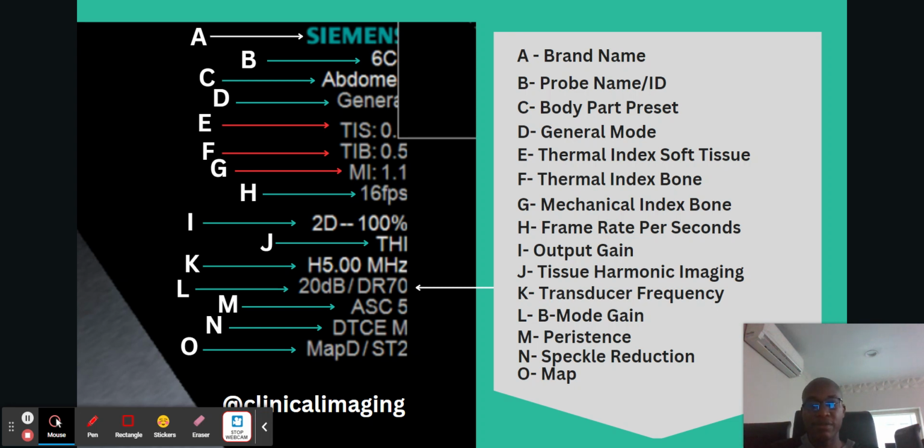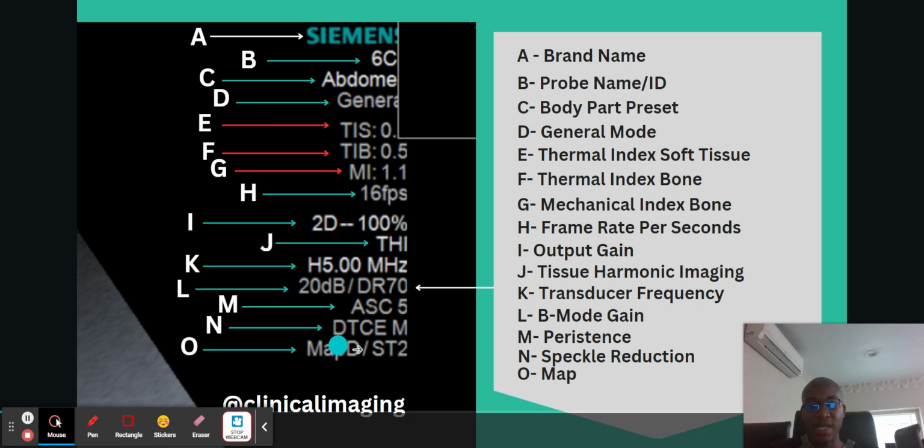If you are using persistence, it's going to average a lot of frames for you, and this will affect some other factors too, especially the frame rate per second. Speckle reduction is also an algorithm to reduce speckle. Speckle is a kind of noise in the image.